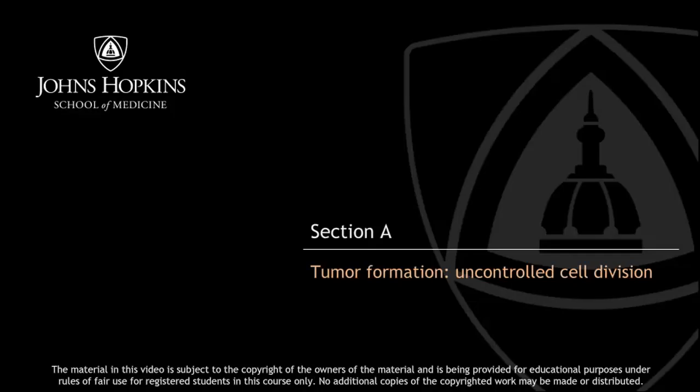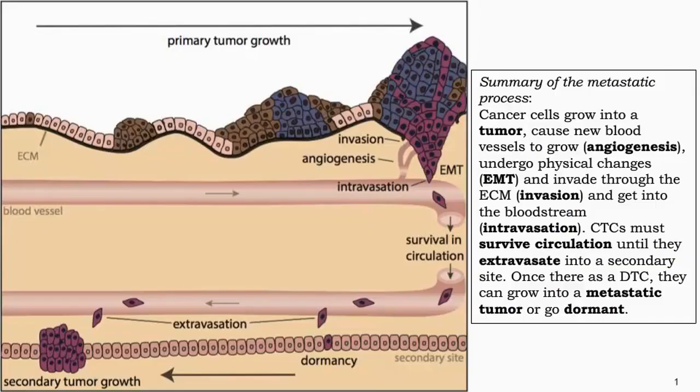Our first section will go over how a tumor is initially formed through uncontrolled cell division. I will define cell division and describe how a cell normally goes through this process as well as what goes wrong in cancer. First, I'd like to revisit the entire metastatic process with you, from primary tumor growth to metastatic tumor growth. I covered this process in the Introduction to Cancer Biology series of lectures, which can also be found on the Coursera website. I will briefly go over the process with you.